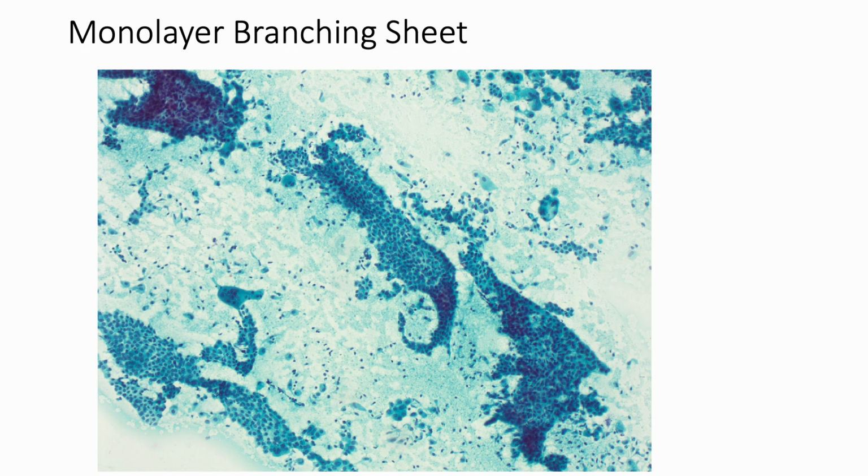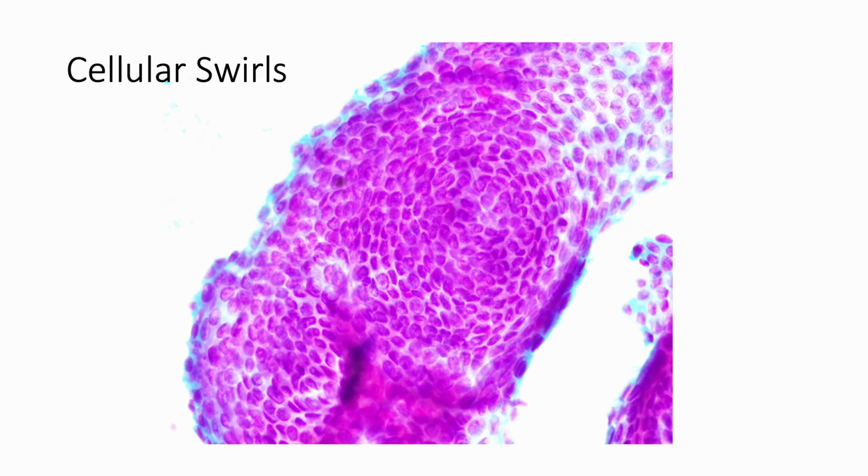They can stand out under low power and are characteristic of PTC. Now let's talk about a rare but very specific feature, cellular swirls. These show up in less than 20% of PTC FNAs, but when you see them, they're highly specific for PTC. One study even showed that cellular swirls don't occur in benign or non-PTC cases at all.